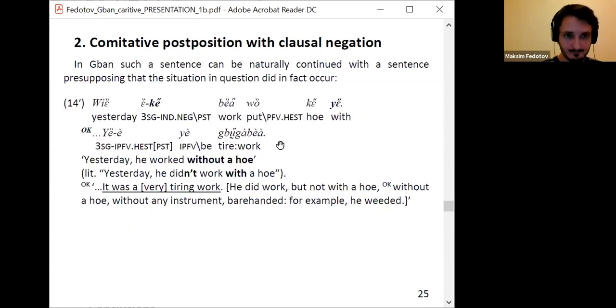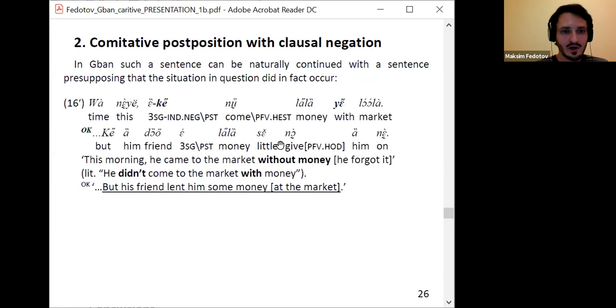For example, in Gban, such a sentence can be naturally continued with a sentence presupposing that the situation in question did in fact occur. So we can say literally, yesterday he didn't work with a hoe. It was a very tiring work. So it turns out he did work, but without a hoe. For example, he weeded with his hands. Or another, probably more convincing example, we can say he didn't come to the market with money, but his friend lent him some money at the market, which would be impossible in English or Russian, right? So this does indeed mean this morning he came to the market, although without money, but his friend lent him some at the market, so he could buy his things.